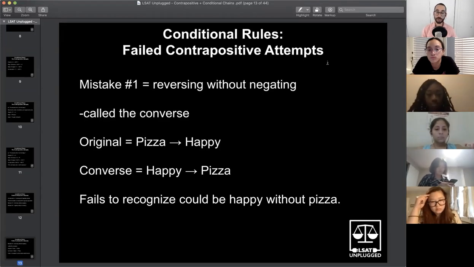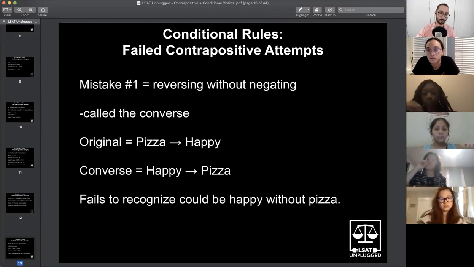So this, again in formal logic terms, reversing without negating, is called the converse fallacy. If you ever look it up, and if you just Google it, you'll find in logic textbooks they talk about the converse. You don't need to know that term for the LSAT. That term is not important, but I'm putting it there for those who want to look it up for more. Converse is you're simply reversing.